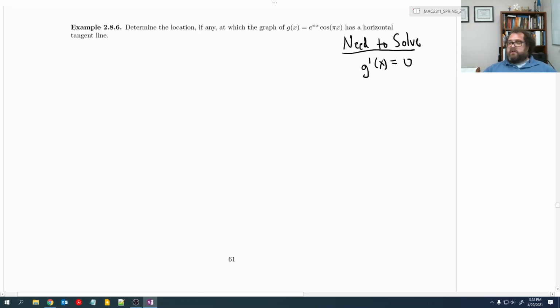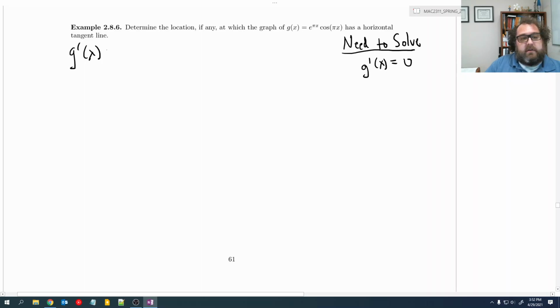Now this is interesting. Look at this one. I mean, it's exponential times a trig function, and it's composite. So what I'm seeing there is two composite functions multiplied together. So we're going to need to use the chain rule, but first we're going to need to use the product rule. So let's hop right in and calculate g prime.